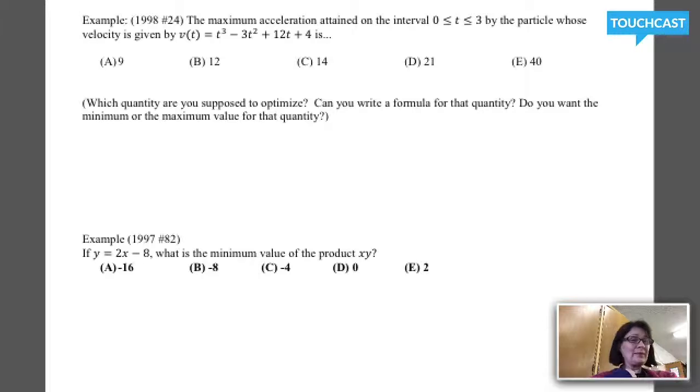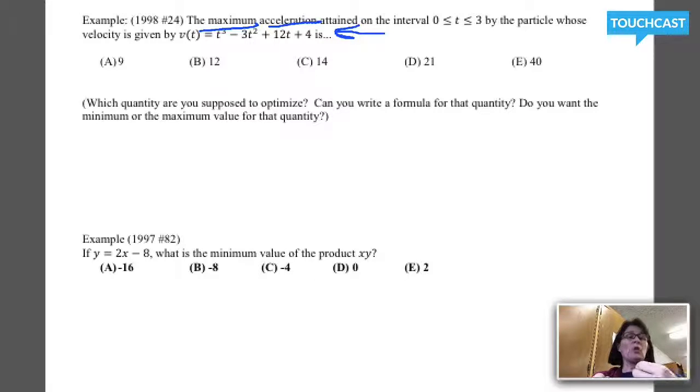I don't always typically number them out, but they're part of every optimization problem. So let's think about this. Which quantity are we supposed to optimize? So I read this and I see maximum acceleration. So that tells me I want to maximize the acceleration. Step 2, can I write a function for that quantity, acceleration? Well, yes, I can. I know how to find acceleration when I've been given velocity. And velocity is right there.